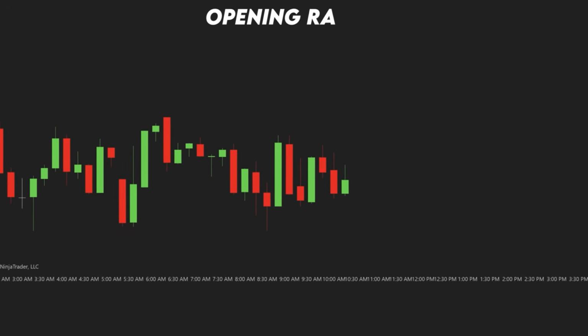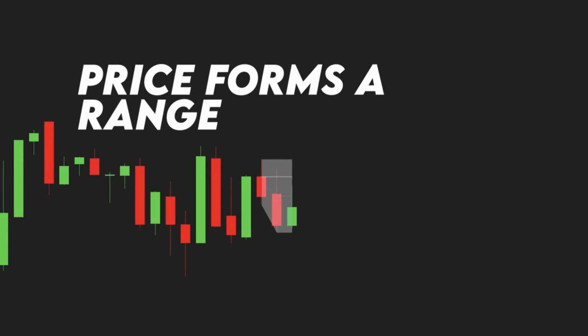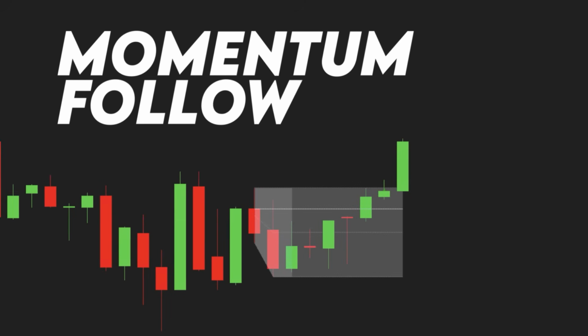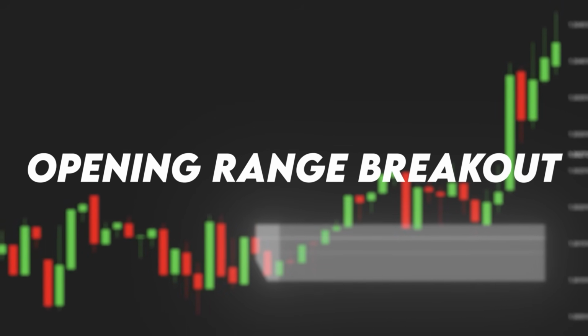The first minutes of the session often define the entire trading day. Price forms a range, breaks it, and momentum follows. This is the idea behind the opening range breakout. The advanced opening range breakout indicator structures intraday trading around the opening range.